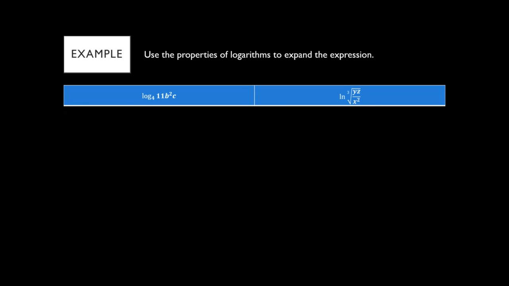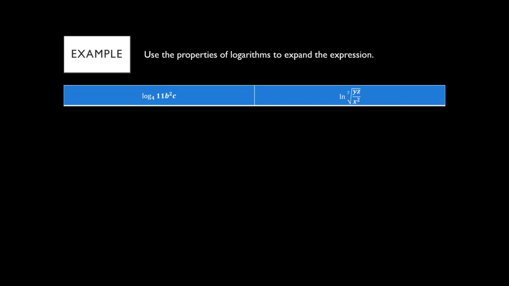So here I've got logs, variables and numbers, and we're just going to practice using the properties to expand. Basically that means if you have anything multiplied together, you turn that into adding logs. If you have anything divided, you turn it into subtracting logs. And if you need to rewrite exponents, you also use the power property to put those exponents down in front. So I'm going to start with the left here.